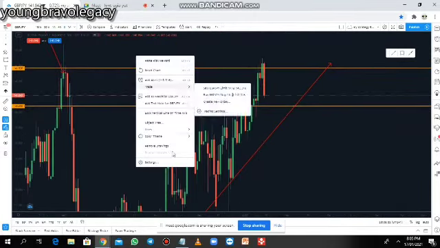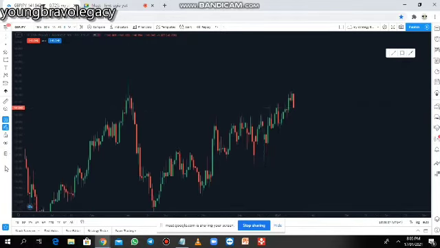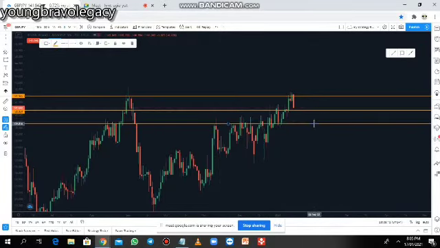That's what I'm expecting. So let me redraw my zones so that I can have something nice here. We have a resistance here, we have a support level here, and we have another here. Okay, so let's go to the 4 hours time frame.